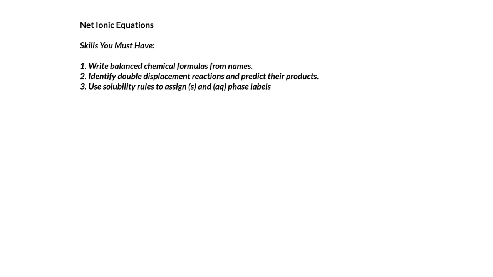Let's take a look at the skill of writing net ionic equations to describe what happens at certain points when two ionic compounds react. So the first thing is net ionic equations, of course, have to do with ions reacting. So you need to be able to write balanced chemical formulas from names. And by that, I mean ionic compounds. And it goes both ways, really.